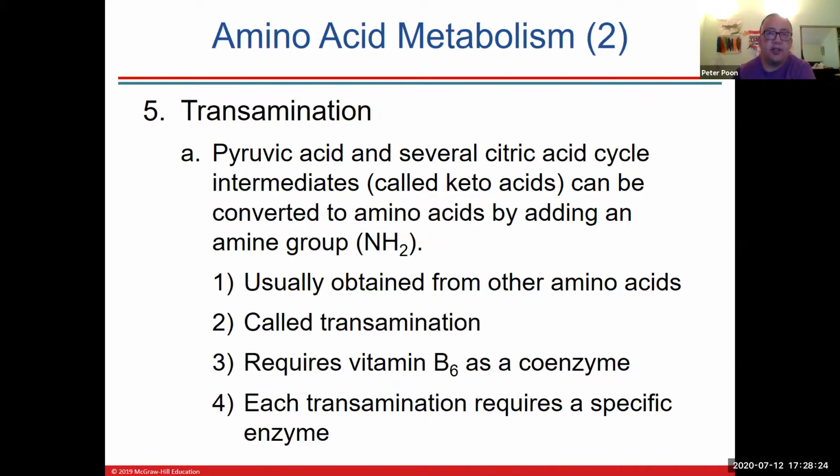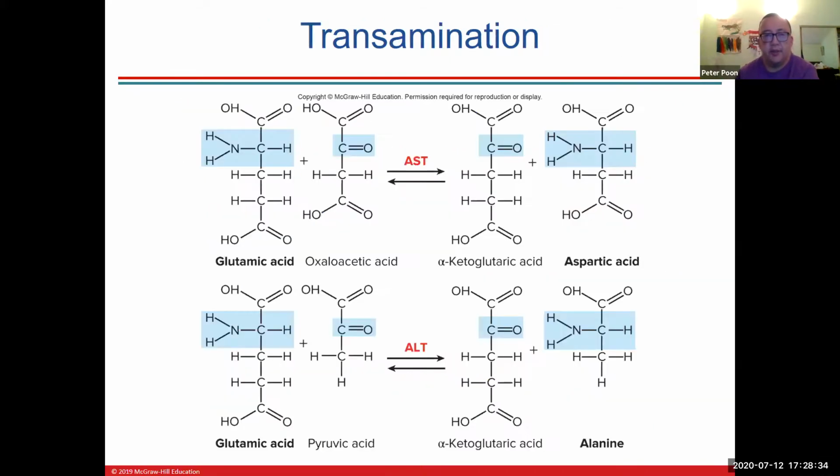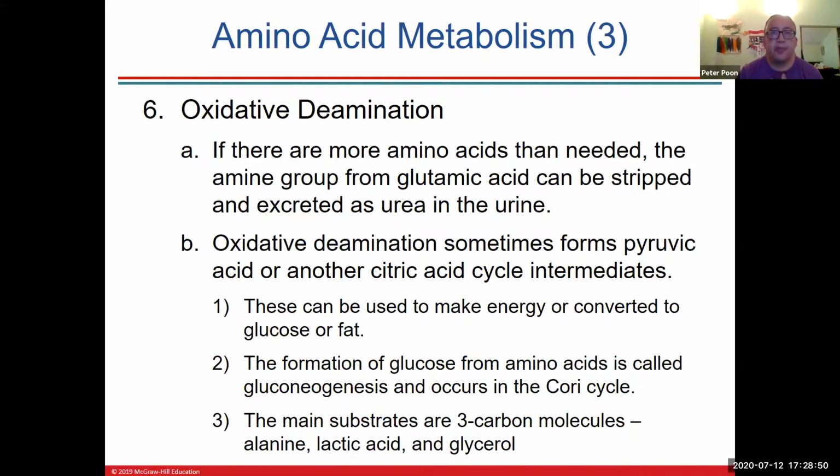Pyruvic acid and several citric acid intermediates called keto acids can be converted into amino acids by adding the amino group, usually obtained from other amino acids. So you can make these from these, etc. I'm pretty sure you don't have to know exactly what enzyme does what. If there are more amino acids than needed, the amine group from glutamic acid can be stripped and excreted as urea.